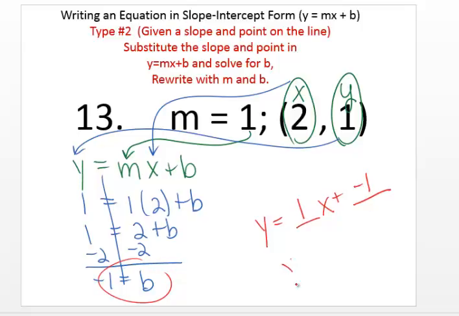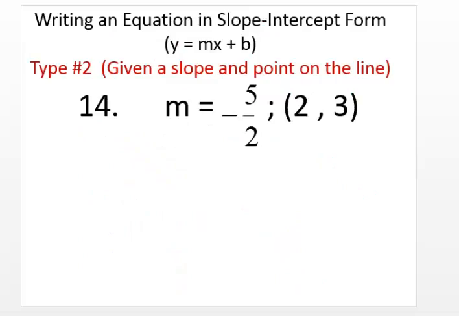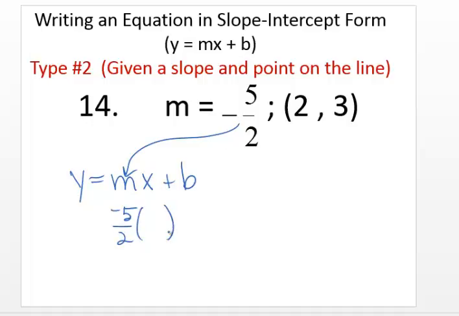So I could simplify this problem just by saying it's x minus 1, because you don't have to include the 1 in front of there, and you can make your plus negative actually a minus sign. Let's look at a second example of this. So y equals mx plus b. I plug in negative 5/2 for my m. My x value is over here. It's 2, so I'll plug 2 in for my x. And my y value is 3, so I'll plug 3 in for y.